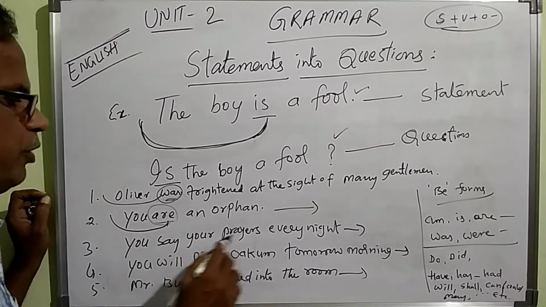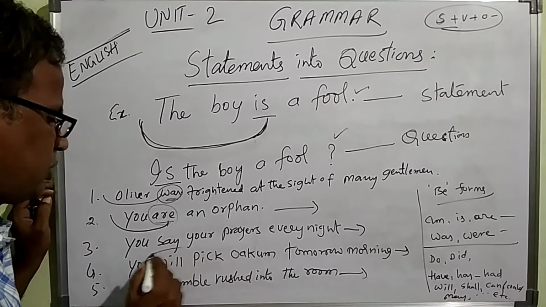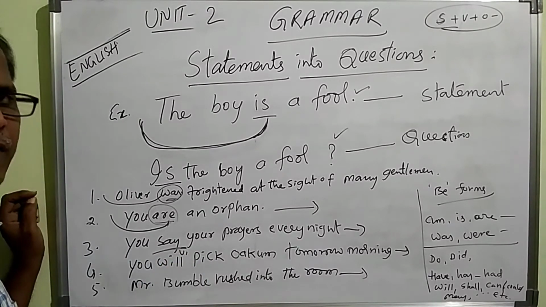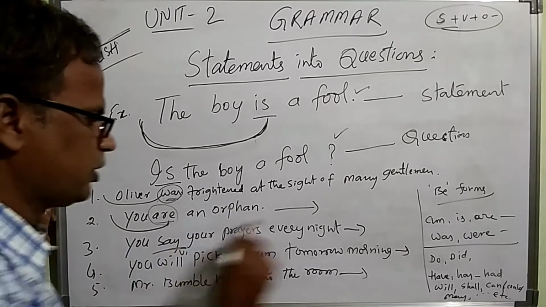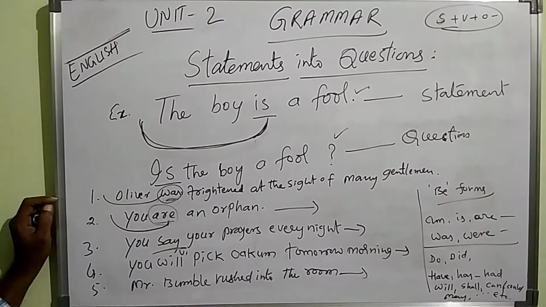Next, you come to the third one. You say your prayers every night. You say, this is the V1, the present form given to you. The verb one is given to you. So we can understand this statement is in simple present tense.